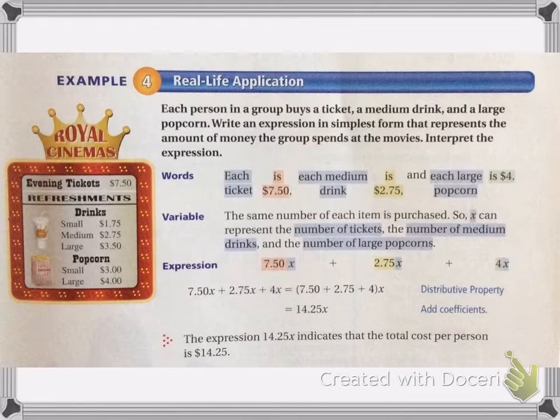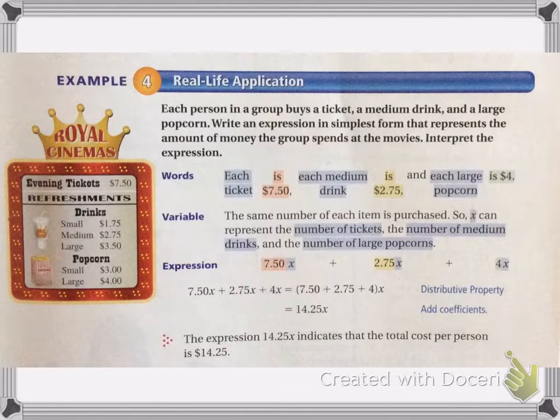They bought a ticket, a medium drink, a large popcorn. What do we not know here? Because what we don't know is going to be our variable. It'll be x in this case. What do we not know? We know all the prices. We do not know how many people are in the group.